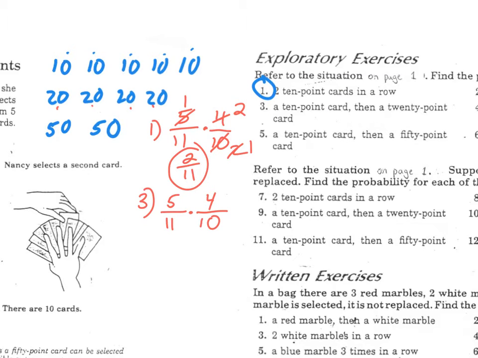There are still 10. So actually, this one is going to end up with the same answer here as 2 11ths as we had. Those are the same 2 fractions being multiplied together to get us 2 11ths. All right, so I want you to go ahead, finish all of 1 through 6 there in exploratory exercises, and then check your answers with mine.